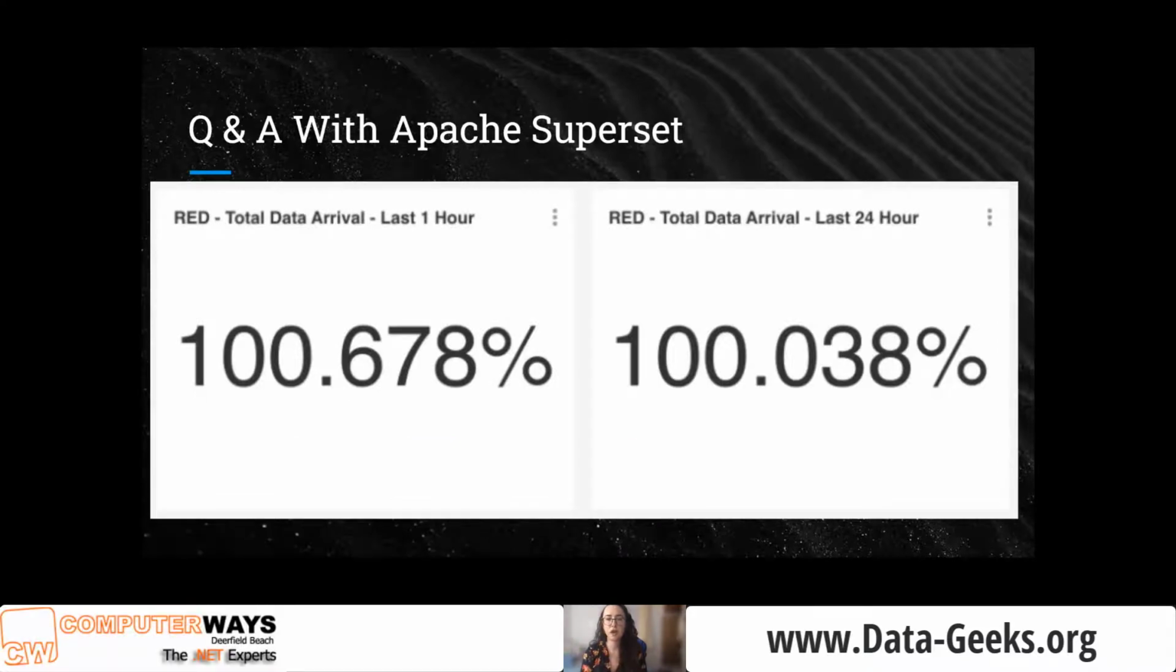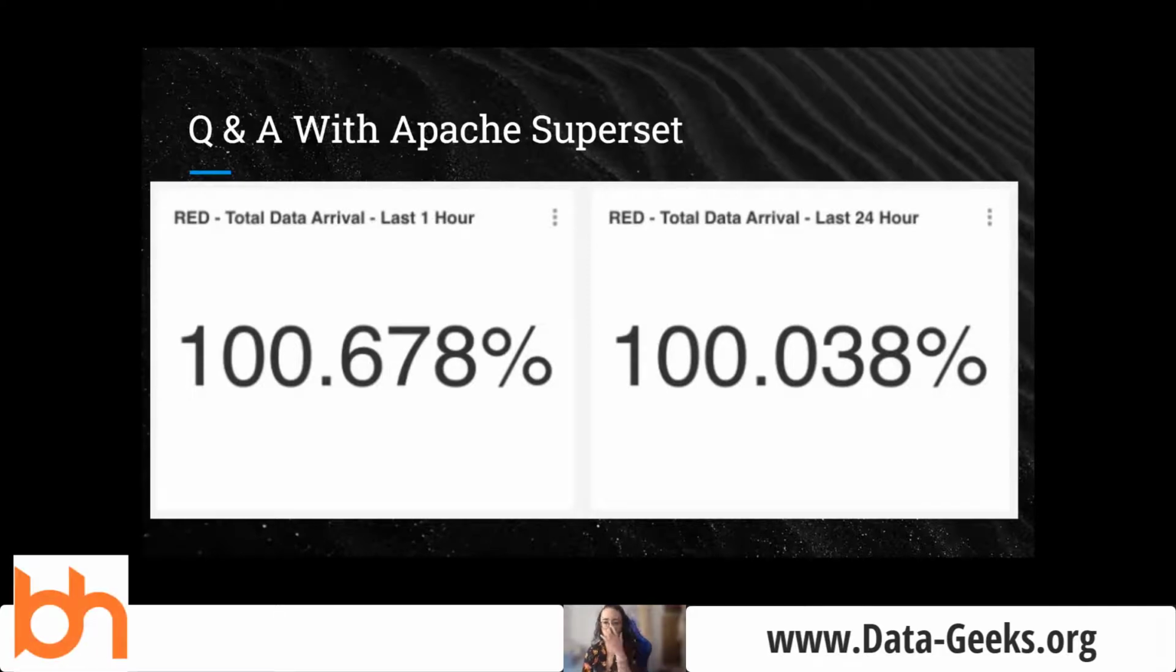And this is just arrival rate. Arrival rate for the last hour, arrival rate for the last 24 hours. Next slide.